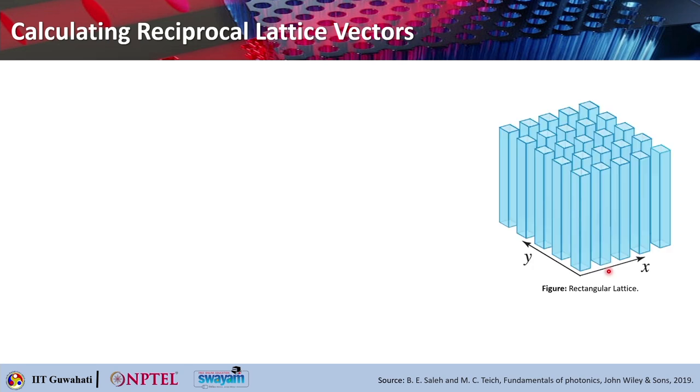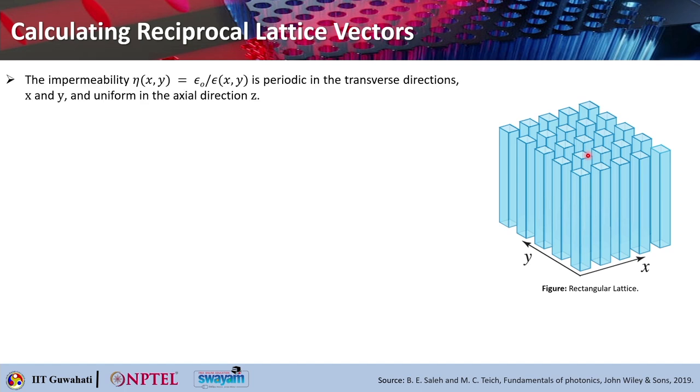Let us consider a periodic structure such as the one shown in the figure, which is a set of identical parallel rods of square cross section. They can be tubes, cylinders, or vanes in some kind of homogeneous host medium, forming a rectangular lattice, or also a square lattice. A square lattice is basically a special case of the rectangular lattice.